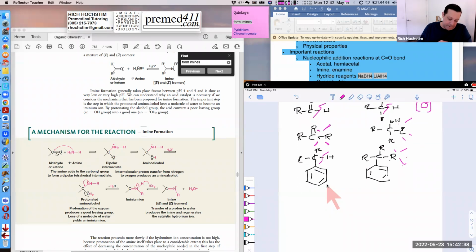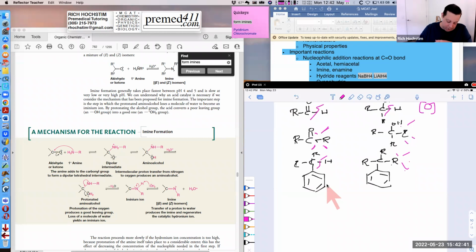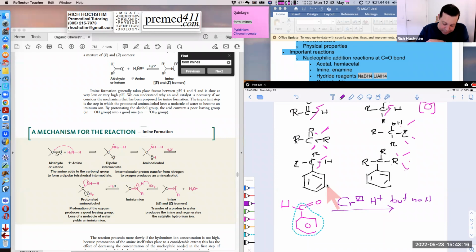Now, what happens is that when you're going to go ahead and try to oxidize an aldehyde, let's take this. As far as naming goes, this portion here is called benzyl. So this would be called benzaldehyde. So I didn't mention the naming, but that's benzaldehyde. Now, if we take this and we react this with chromium in the 6th oxidation state, and we use H+, but no water, no H2O. This is called Jones reagent.